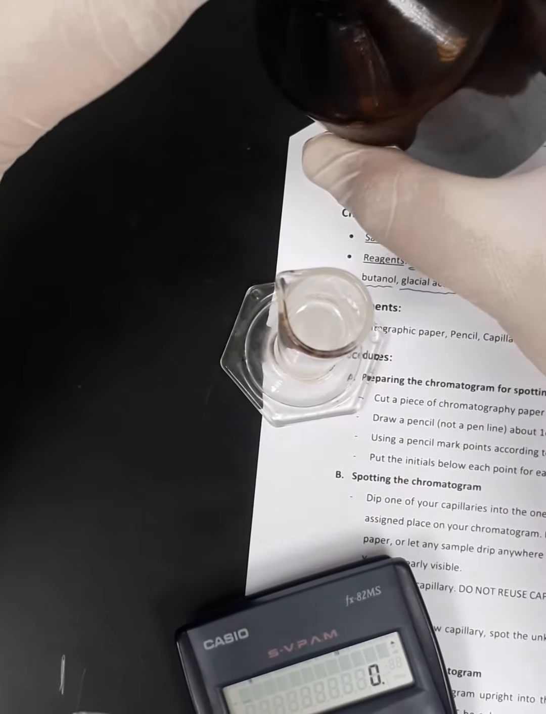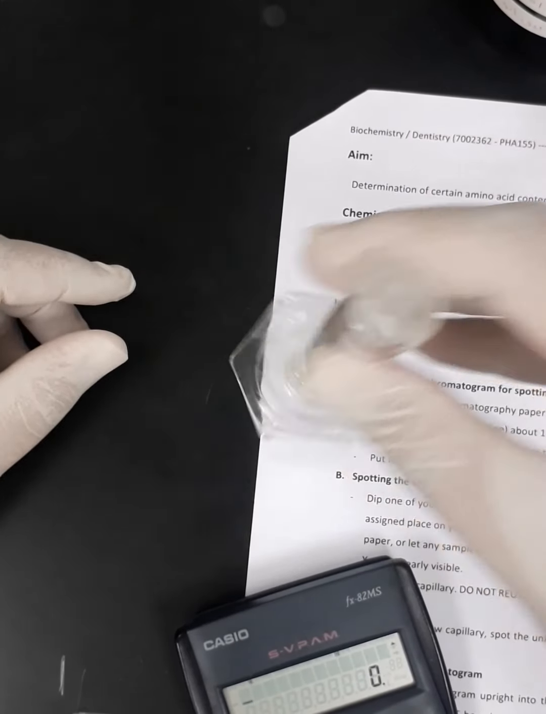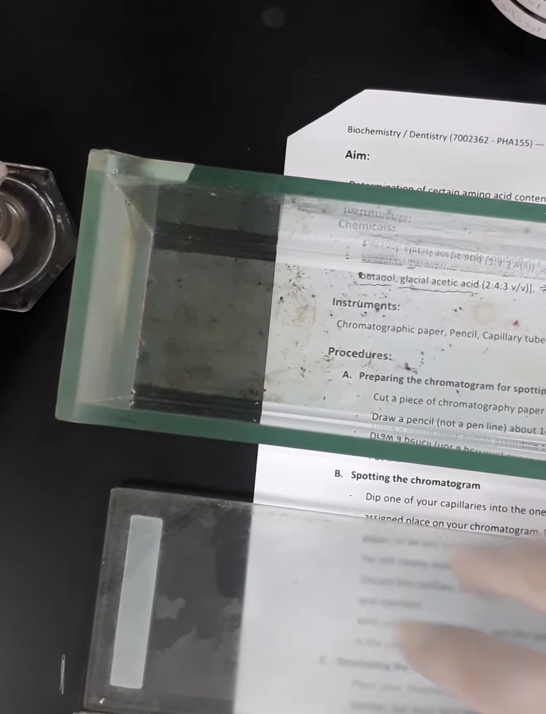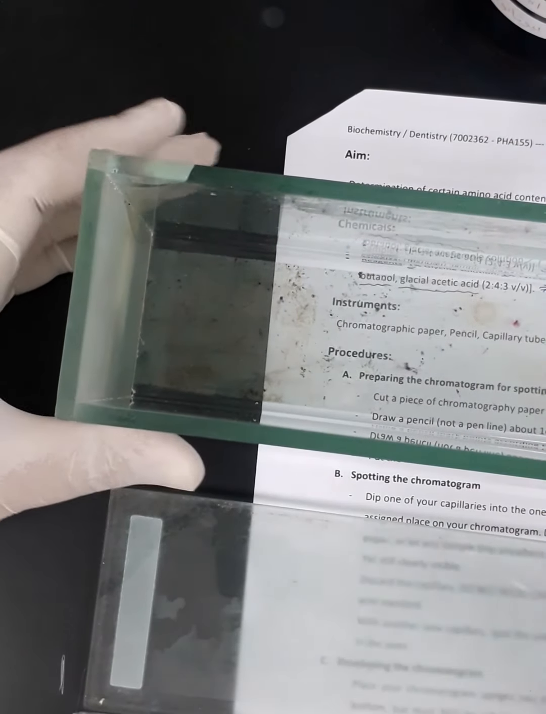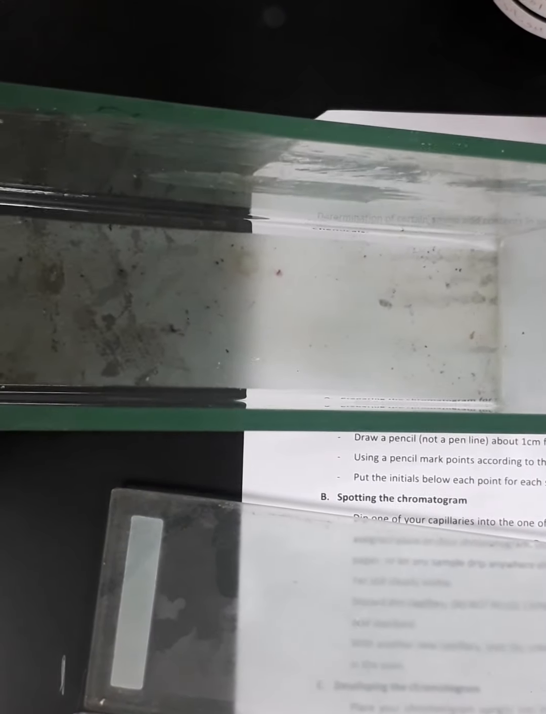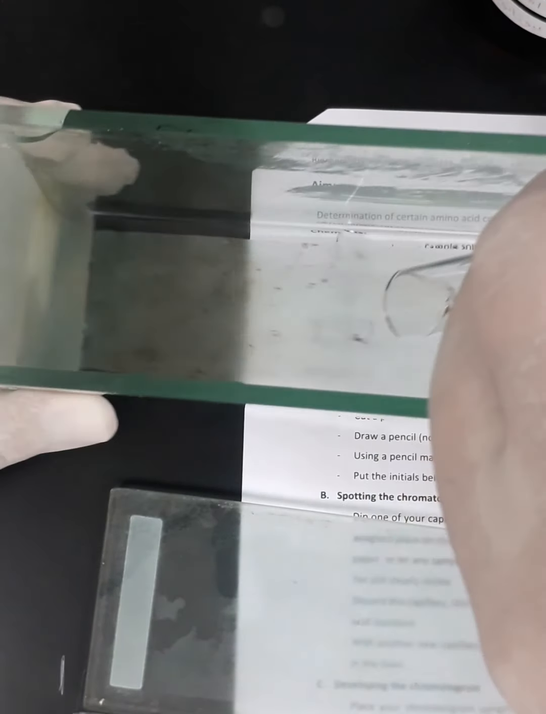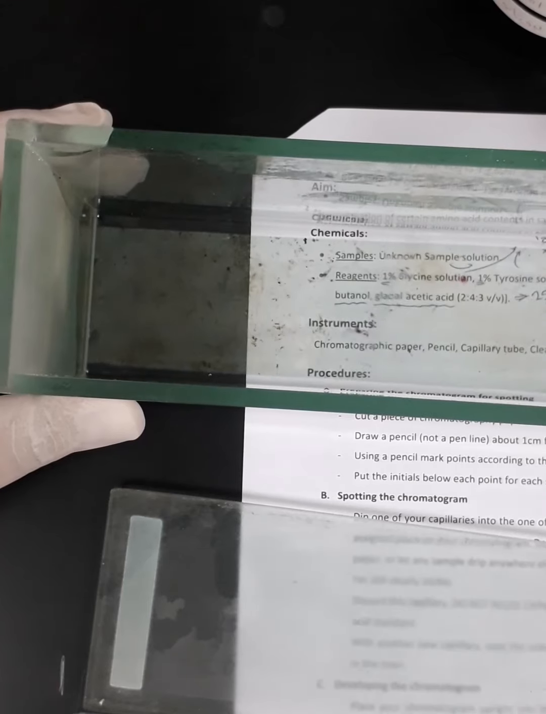Yeah. So we are done, and now the solution is ready, the mobile phase. So what we should do now, we should bring our chromatographic tank or chromatographic jar, and then we will place this solution inside the chromatographic jar or the chromatographic tank. So now the mobile phase is ready.